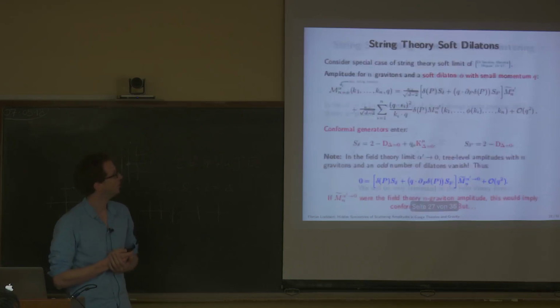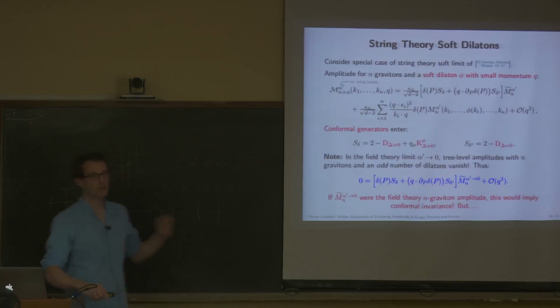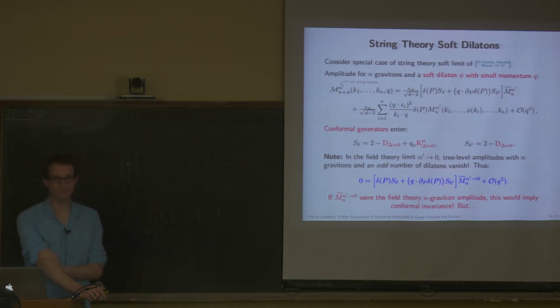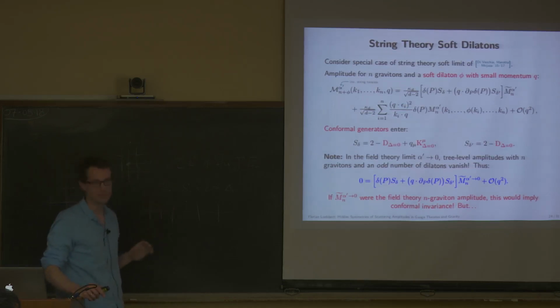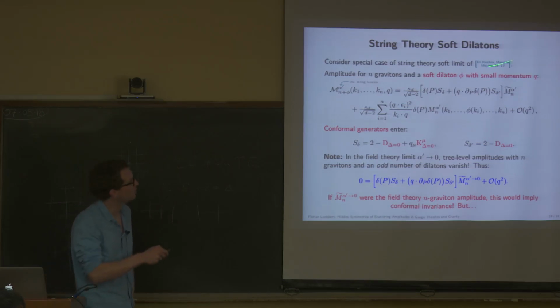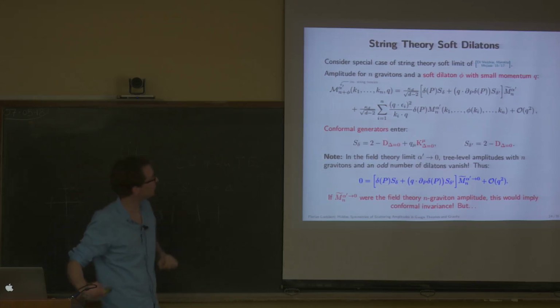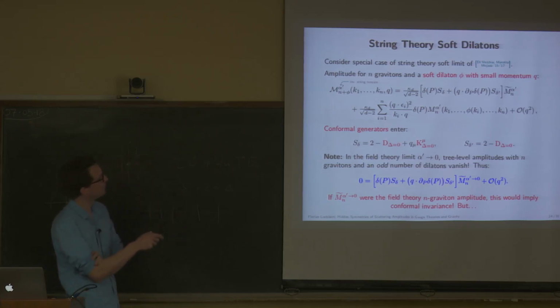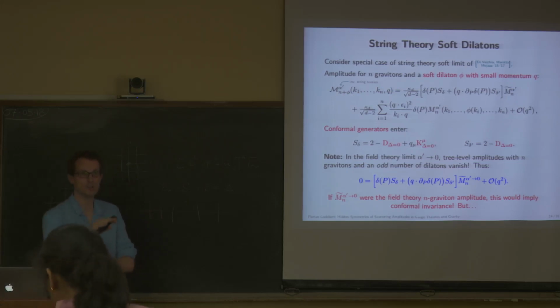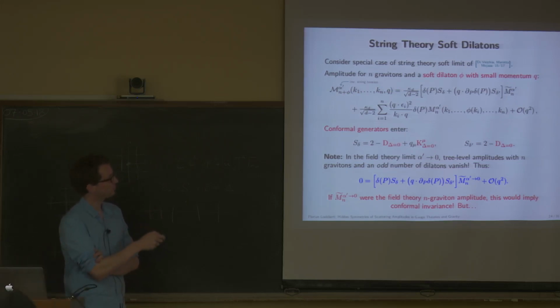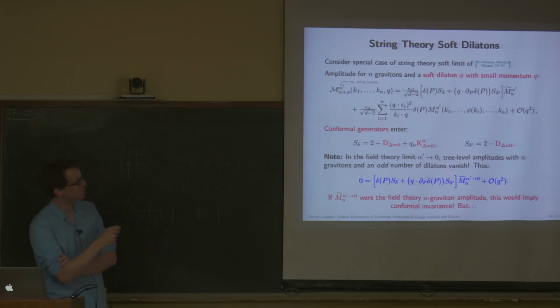So what I want to look at is a particular soft limit in string theory. These soft limits have been discussed by these people here in the last years in various papers. And I want to look at the soft limit of an amplitude with n gravitons and 1 dilaton. The dilaton carries momentum q, and I want to look at the soft limit in this momentum q. And what people have found is this expression here.